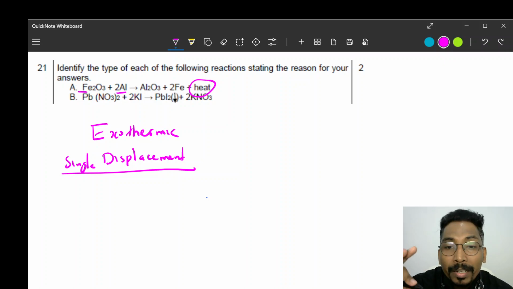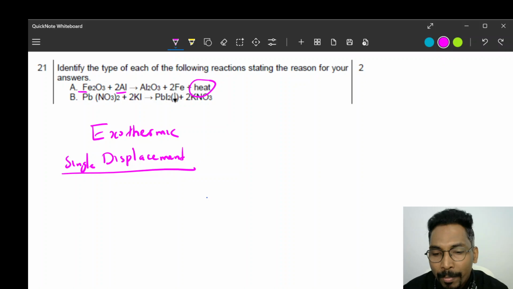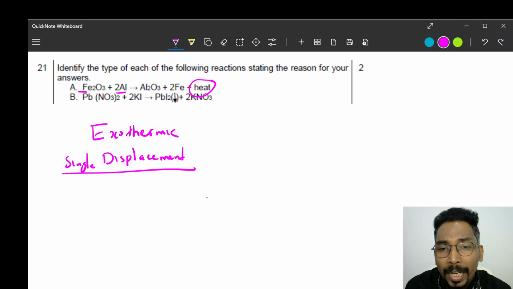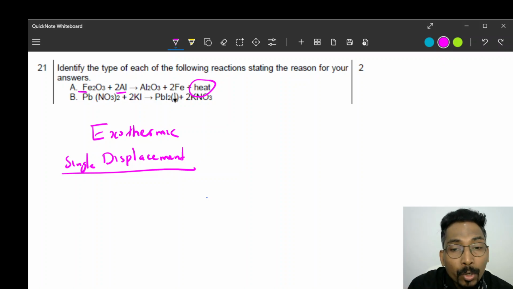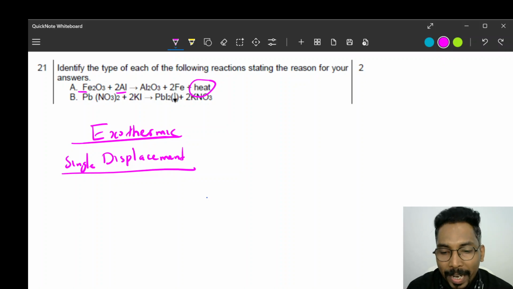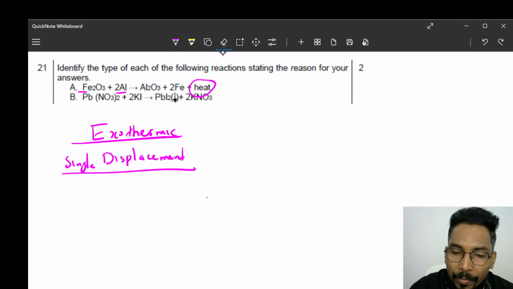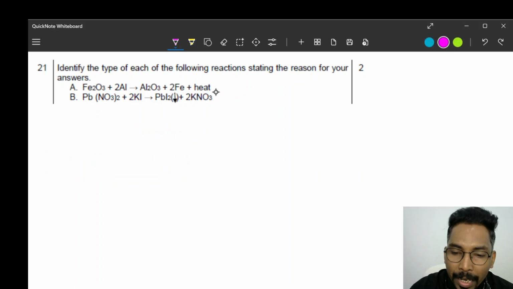All of you know the reactivity series. Iron is less reactive than aluminium. If you check the reactivity series, aluminium is more reactive than iron. So that leads to a displacement reaction, a single displacement reaction. So that's about the first one, and it's an exothermic reaction also.